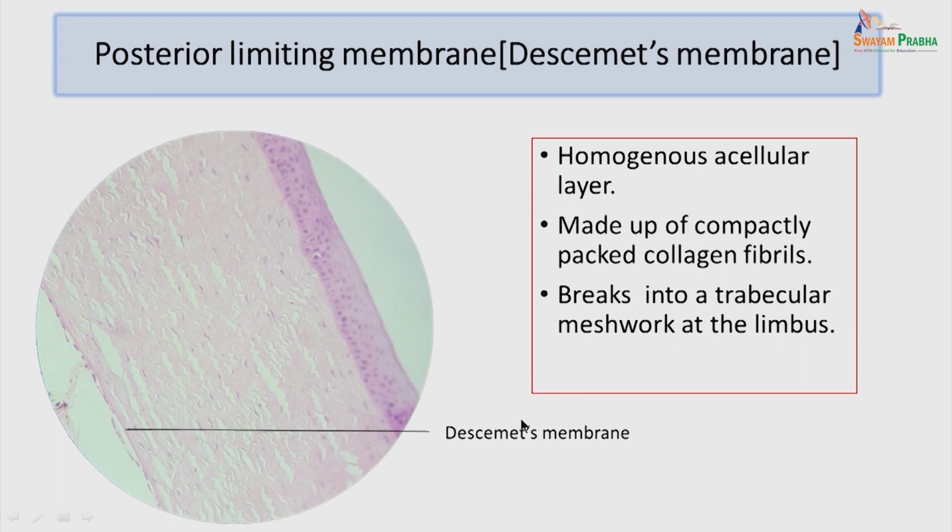Posterior limiting membrane or Descemet's membrane is homogeneous and acellular, made up of compactly packed collagen fibrils. It breaks into trabecular meshwork at the limbus, that is at the sclerocorneal junction. Here is the position of Descemet's membrane.